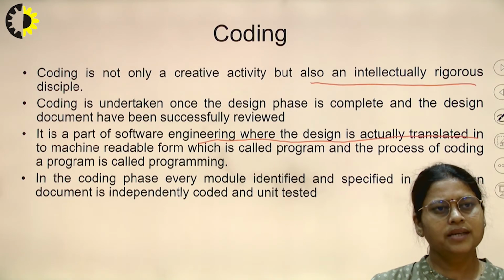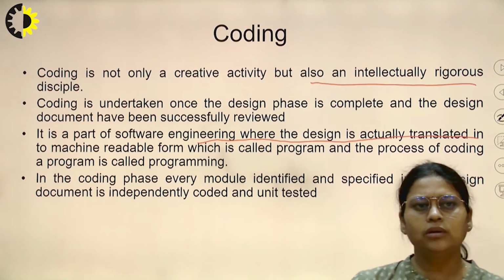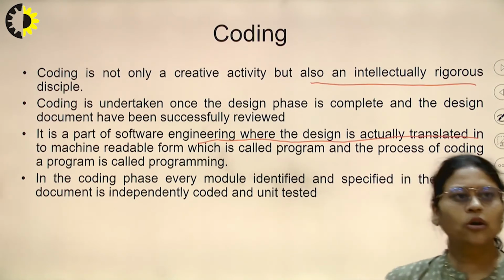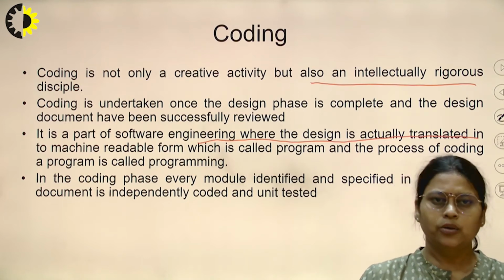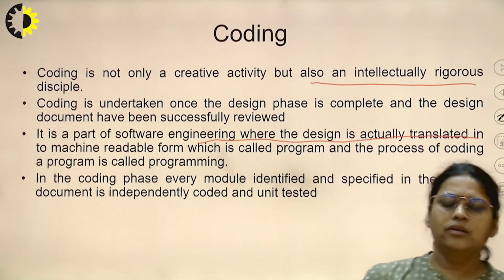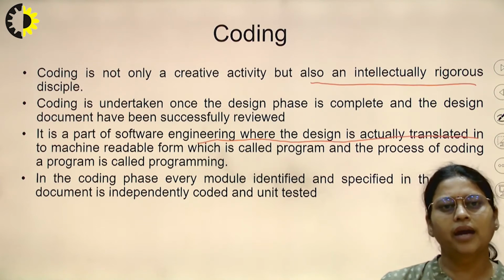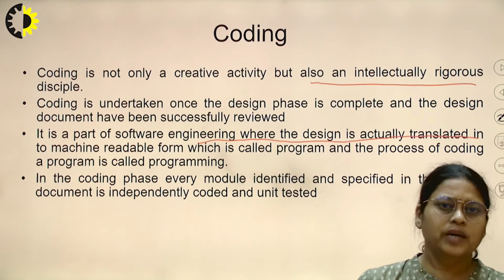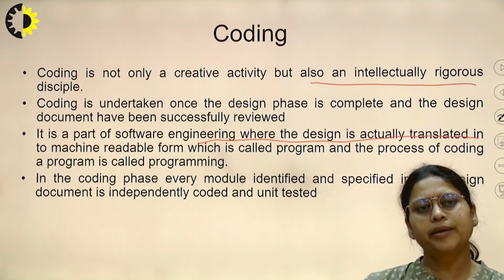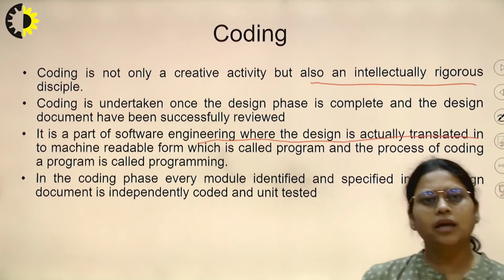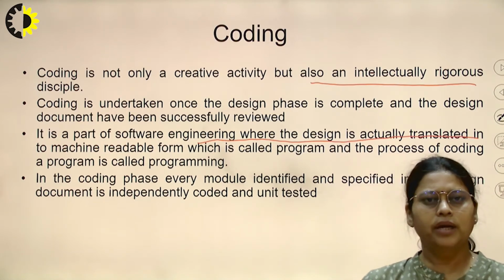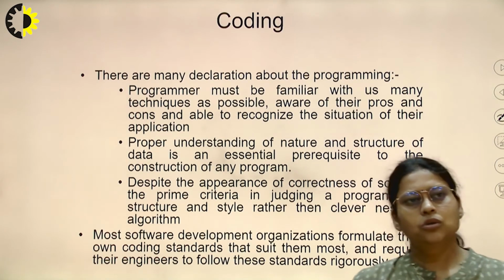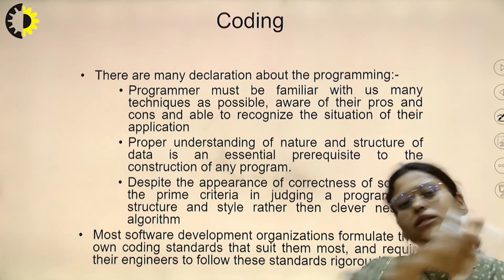In the coding phase, each and every module specified in the design document is independently coded and unit tested. So if we write a program or implement any module, we are responsible for testing that particular module independently. That comes under unit testing. Any developer who is responsible for coding is also responsible for testing that particular module. So these are some coding concepts.